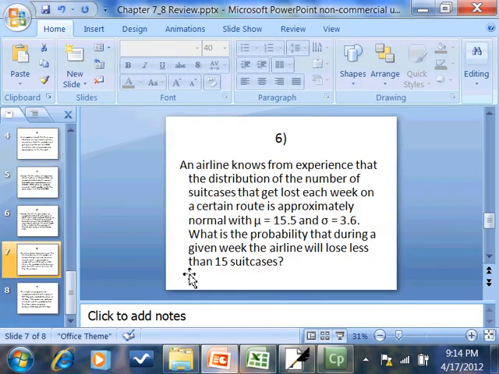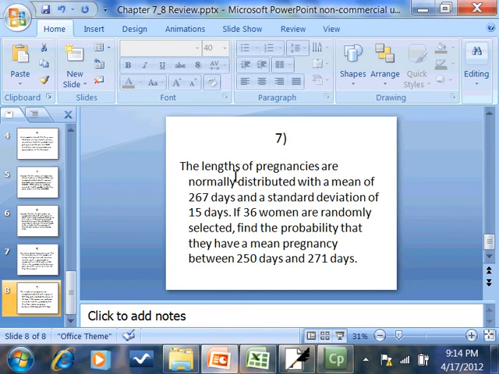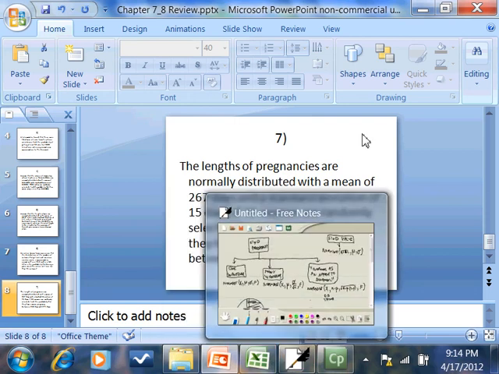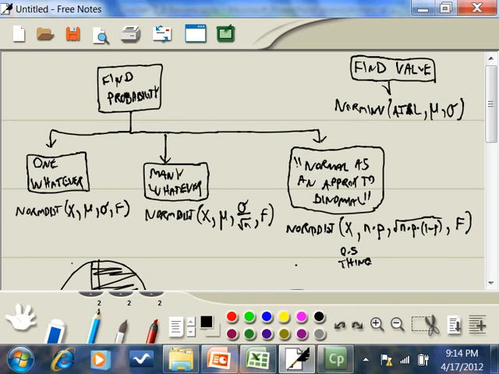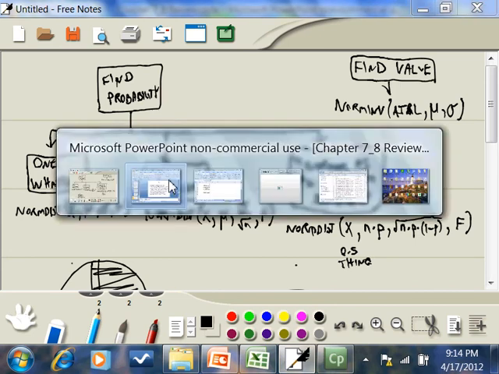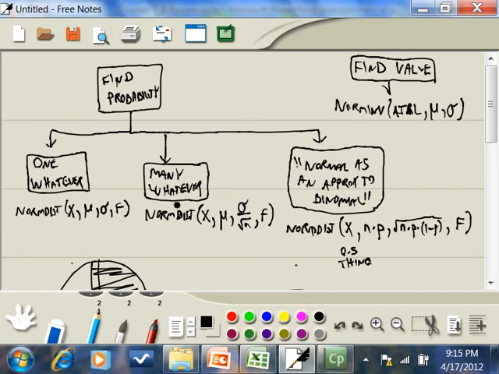And last one. Length of pregnancy is normally distributed, the mean of this and standard deviation of this. If 36 women are randomly selected, find the probability that they have a mean pregnancy between 250 and 271 days. Probability, and we're talking about 36 women, so many women. So we're going to use this one. We divide the standard deviation by the square root of n.